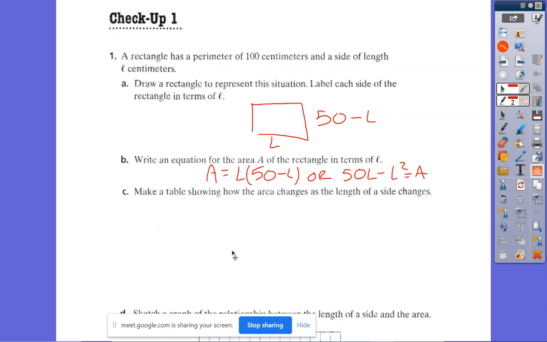This is Frogs, Fleas, Painted Cubes, checkup number 1. We have a rectangle that has a perimeter of 100 centimeters and a side length of L centimeters. Draw a rectangle and label the side lengths in terms of L.